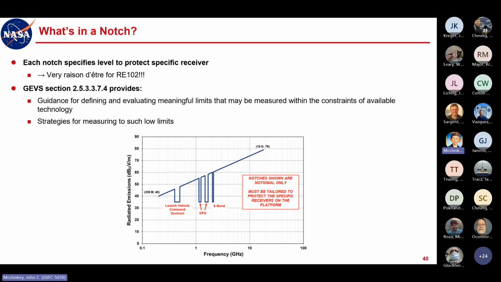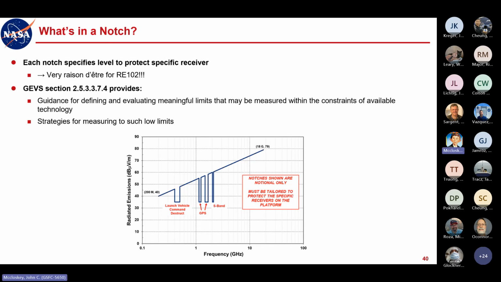Okay, so what's in a notch? In a radiated emissions limit, usually you see the default line from the mill standard, and then you see these notches that mar this nice beautiful line. Why did you have to put these notches in here to make the limit more ugly? Well, those notches are there to protect specific receivers, and so they are the very raison d'etre for RE102. Outside of those notches, the limit is essentially arbitrary and not nearly as meaningful.